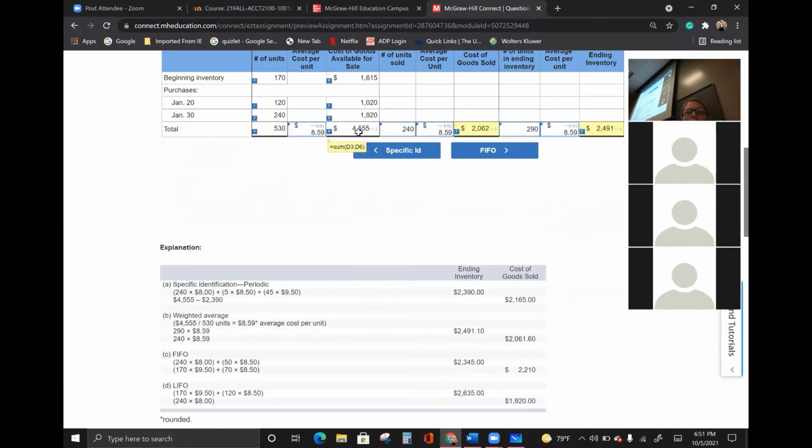Okay, so I have a total cost of $4,555. So you see that number here. They're just pulling it from here. Divided by the number of units that were available, 530 units were available. So I'm taking the 4,555 divided by 530 to come up with my average of 8.59. That average is what I'm going to use to calculate my cost. So now I take it and I average it against how many I sold. So it's 240 times the 8.59 to get my cost. And then what's left, 290 times that same cost.